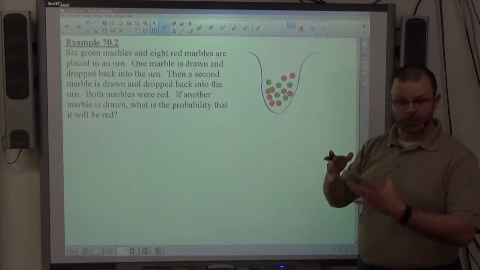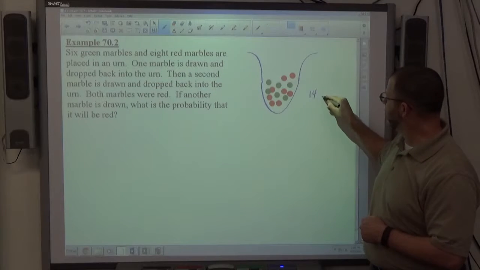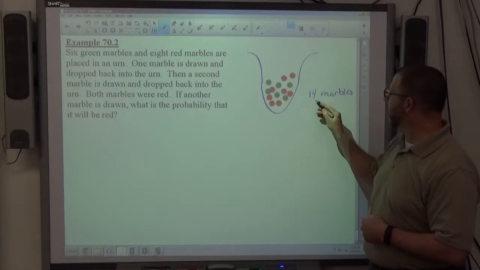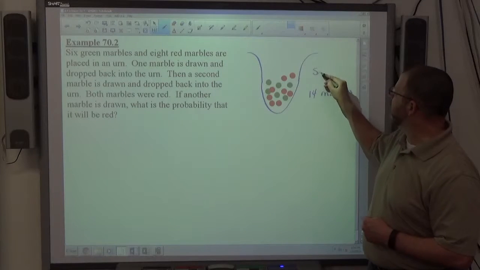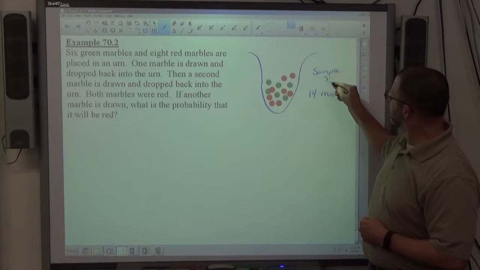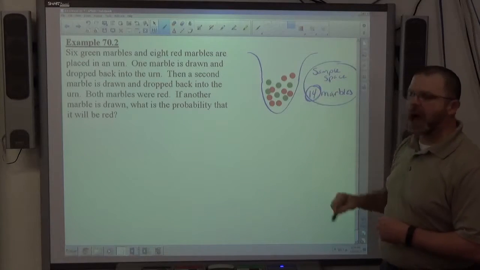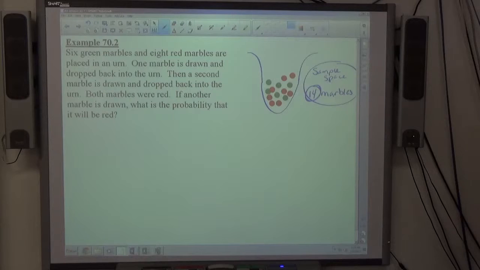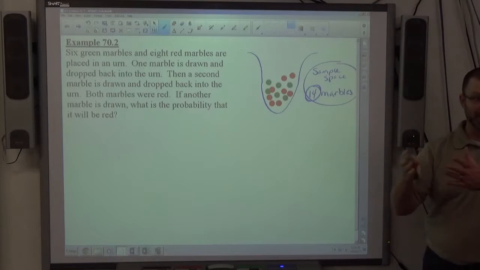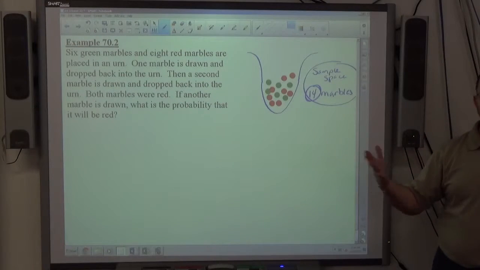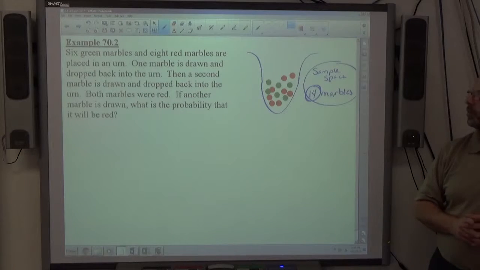Okay, so there's 14 marbles in the urn, right? The information we need to get from the sample space is how many outcome possibilities there are. So the fact there's 6 green marbles and 8 red marbles makes 14 different outcome possibilities. Even though there's only 2 possible things that could happen, green or red, there's actually 14 different marbles, so that makes 14 different outcome possibilities.